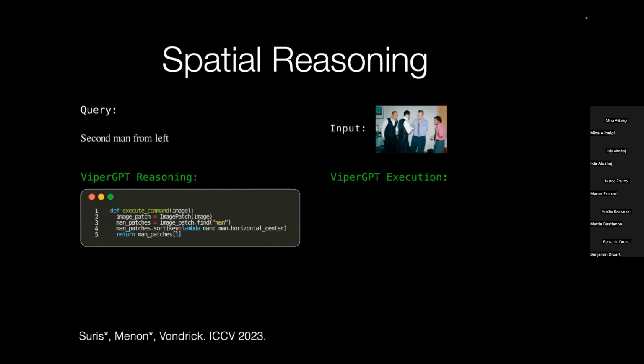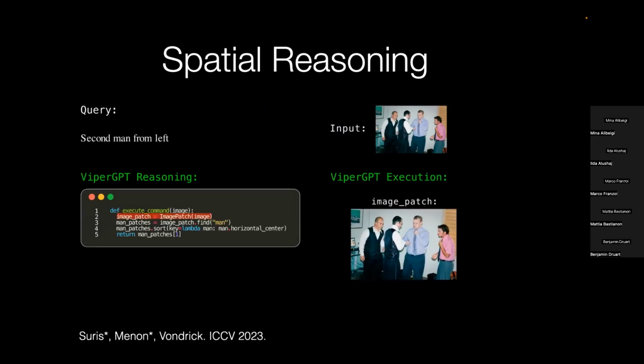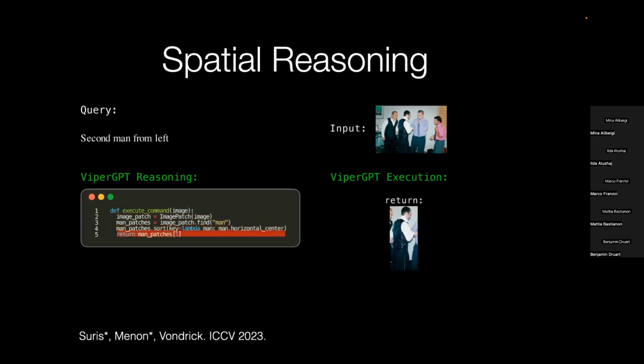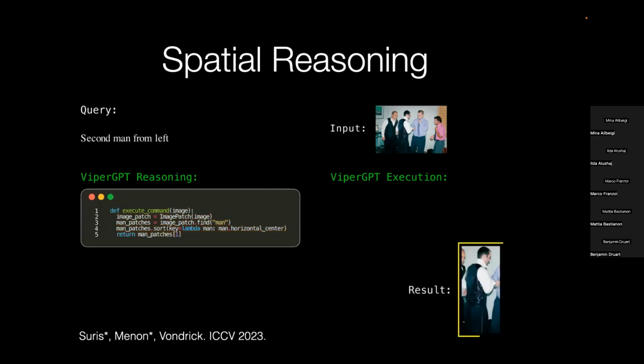You can build a program, find everything that recognizes a man, sort it, right? Sorting is an operation that this has, and then it can just look up the second index here. And you get consistency too. If I were to ask for the third man from the left, it would be almost the same program, but just looking up one more index.